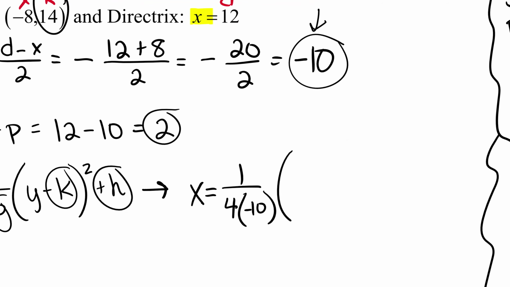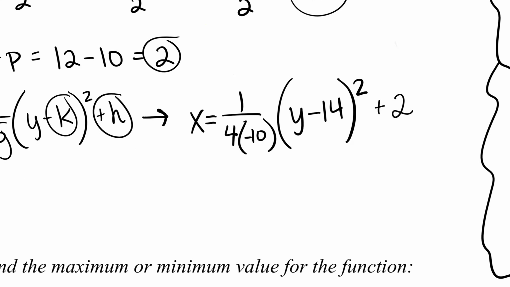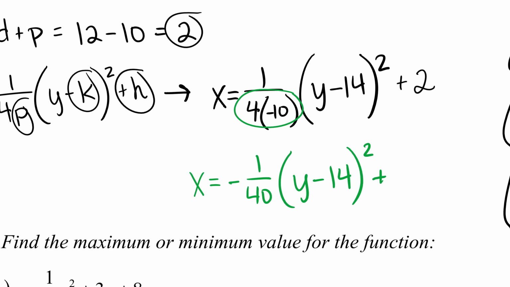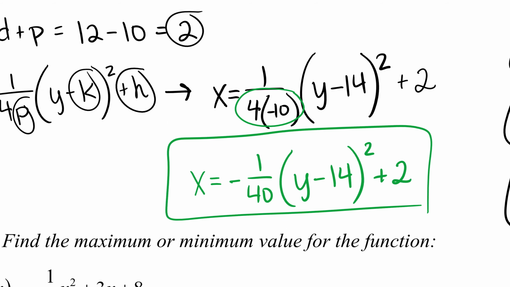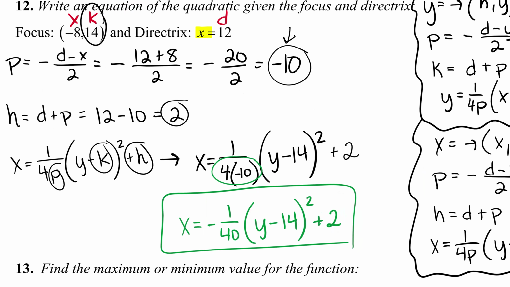Okay, then I have y. K is 14, so it's minus 14. And then plus h, which is 2. And last step is I just have to multiply these two right here. So x equals 4 times negative 10 is negative 40. And then everything else stays the same. And that's my answer. So again, it might seem like a lot when I write all those notes, but really it's 3 steps and you're done. So it's not too bad.